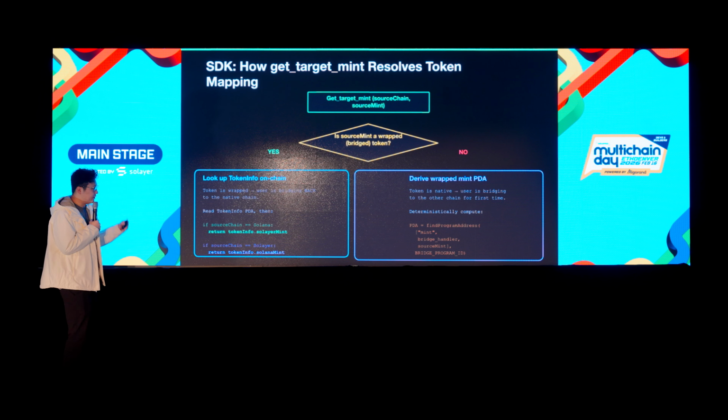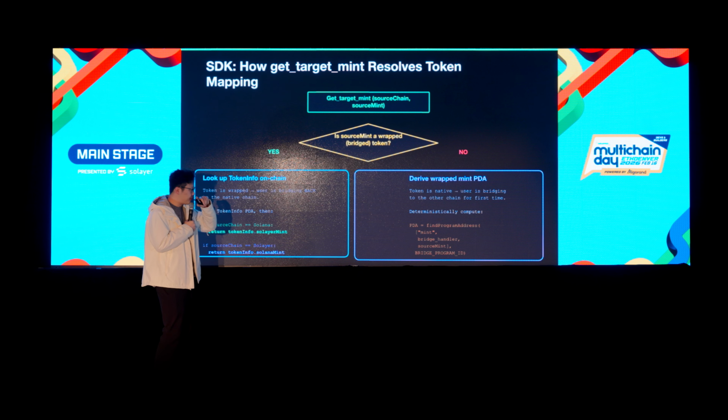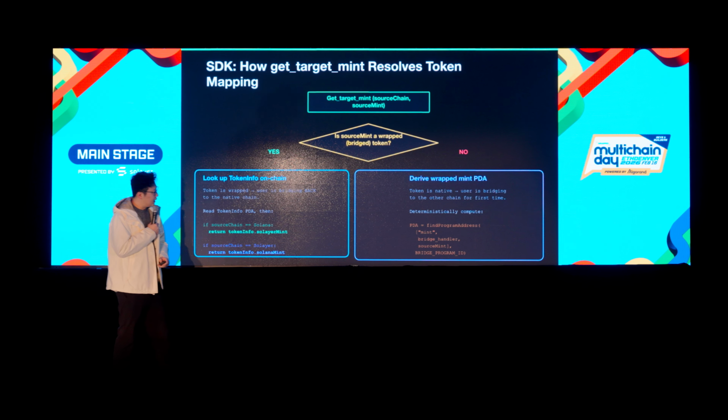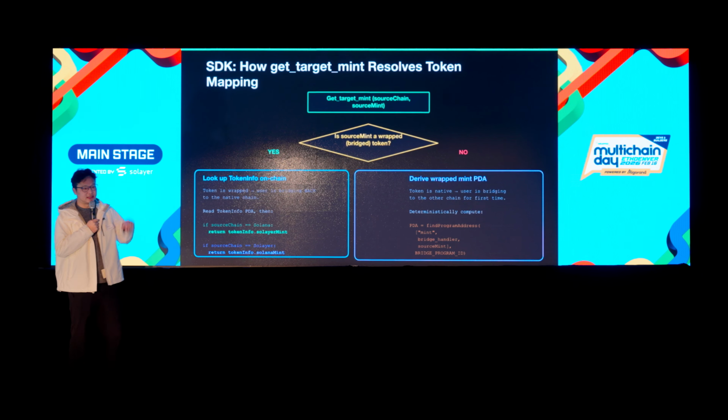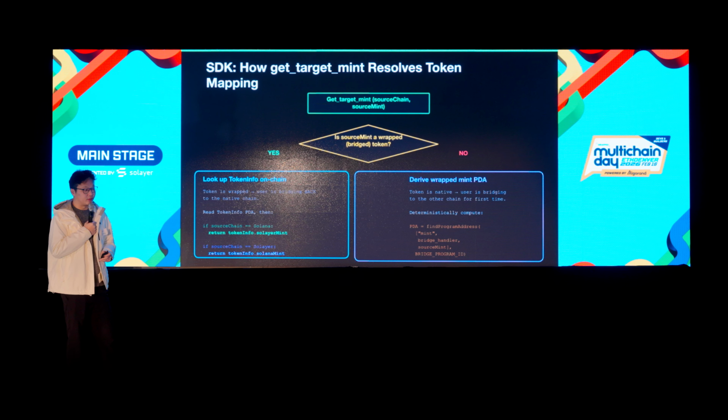So just now I talked about how you get target mints, and this is a more specific way of calculating that program-derived account. So if you follow that, everything is done in a deterministic way.